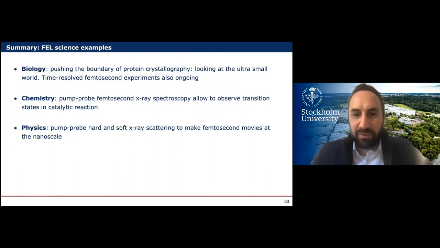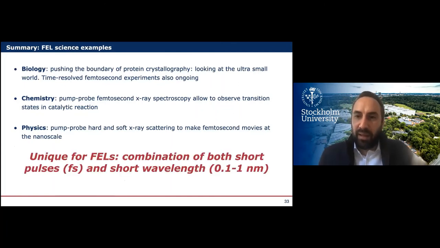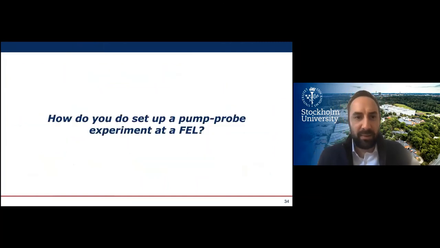All right, so this is just a summary of what I showed you: biology, chemistry, and physics, what you can do. I think the summary of this summary is that if you go to an FEL, what you can do uniquely is the combination of both the short pulses and the short wavelength. If you want only short pulses, you have a tabletop laser light. If you want short wavelength, you have synchrotrons. If you want both, you need an FEL.